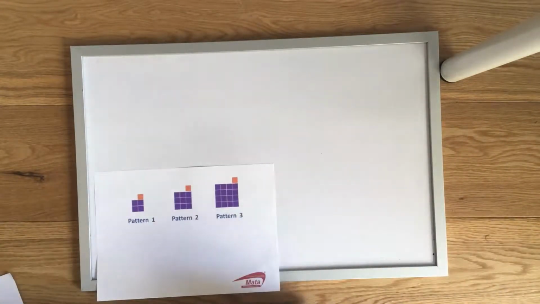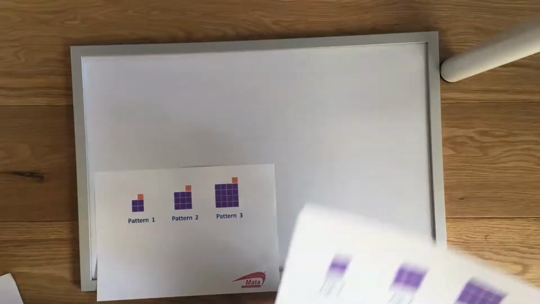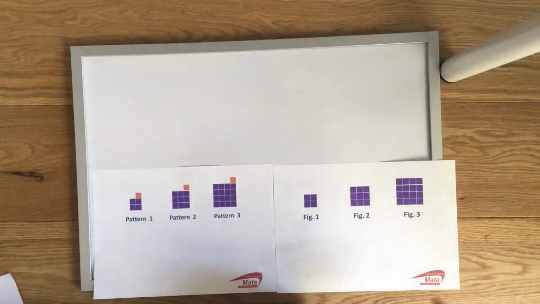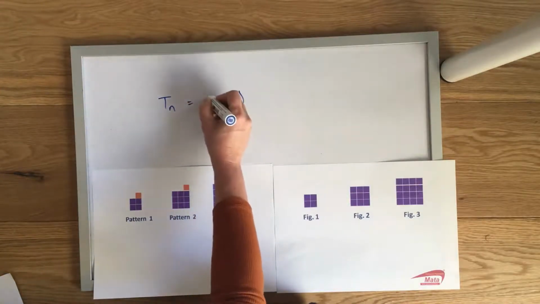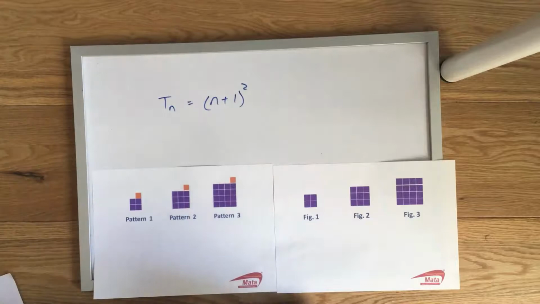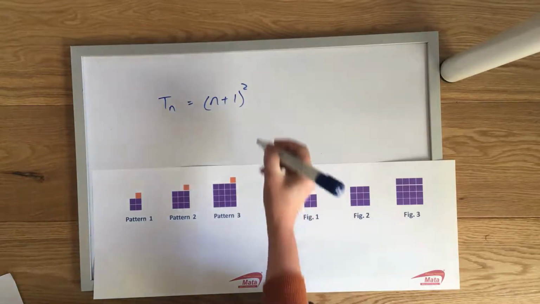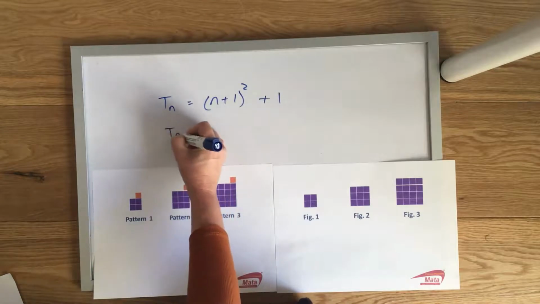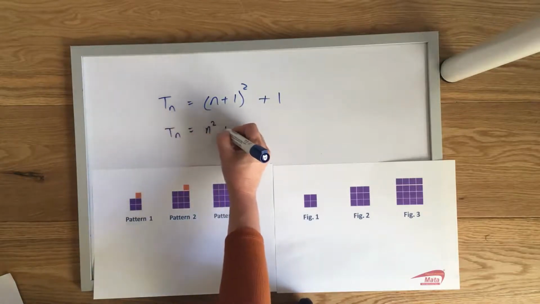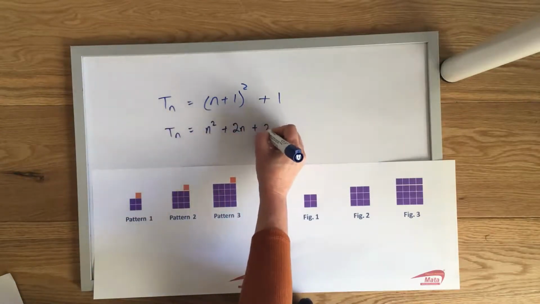This pattern is very similar to the last pattern. You can see the only difference is there is 1 orange square been added on each time. So this is going to be our n plus 1 square that we visualized in the last example, plus 1 more added on. Or we could say Tn is n squared plus 2n plus 2.